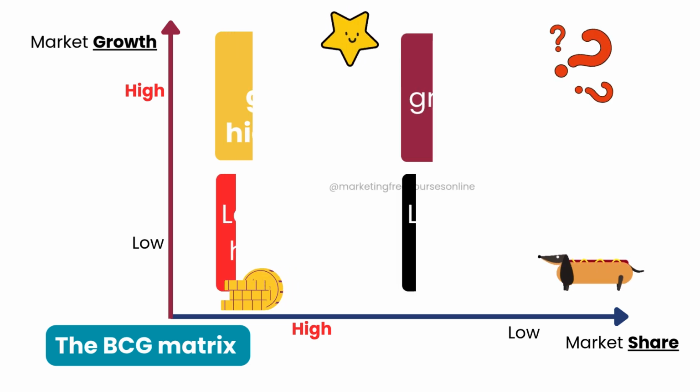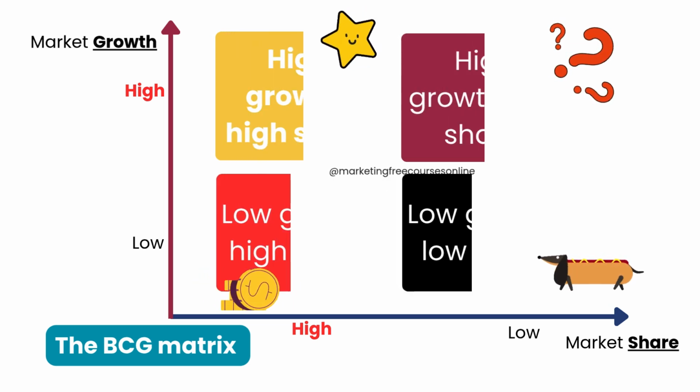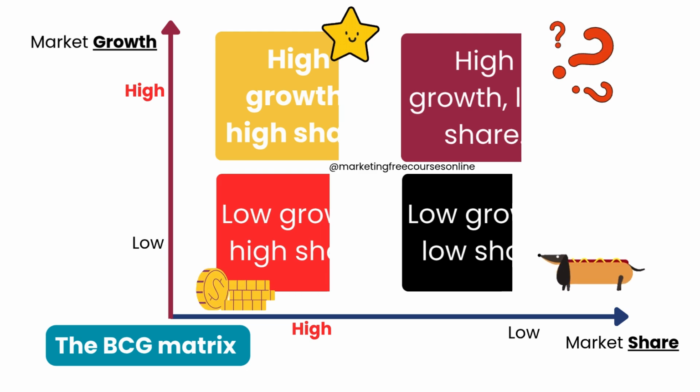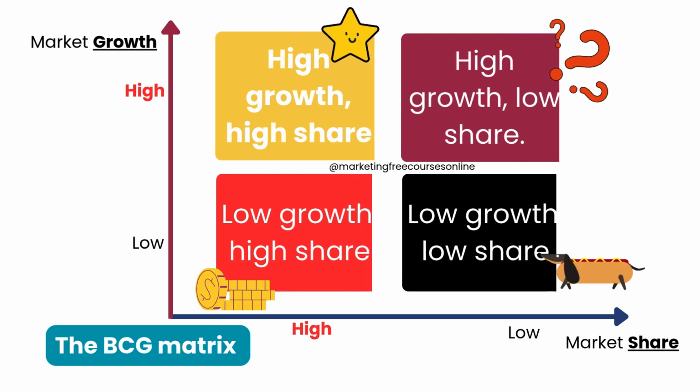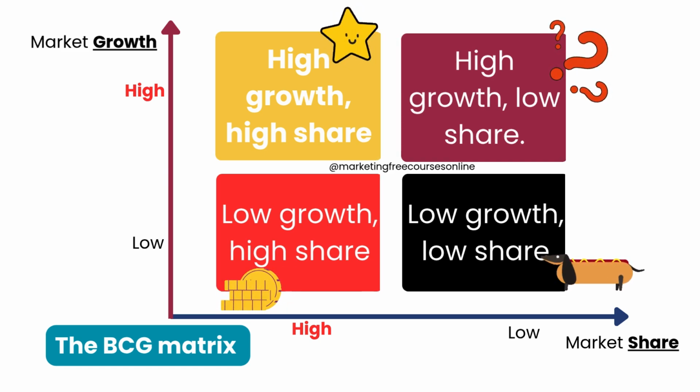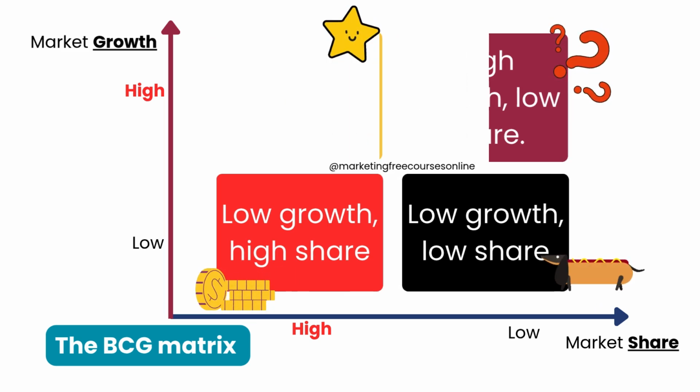This table helps companies decide where to put their money. For example, Coca-Cola might invest in a question mark like a new drink, milk cash from Coca-Cola, a cash cow, and drop a dog like a failing brand. The BCG matrix is like a report card for their portfolio.